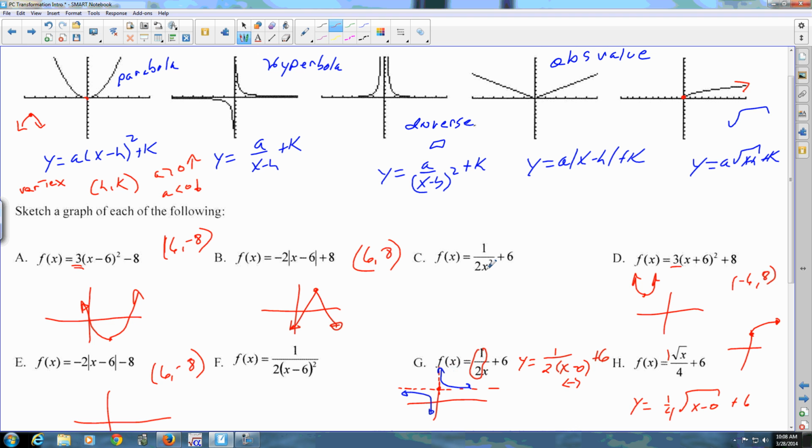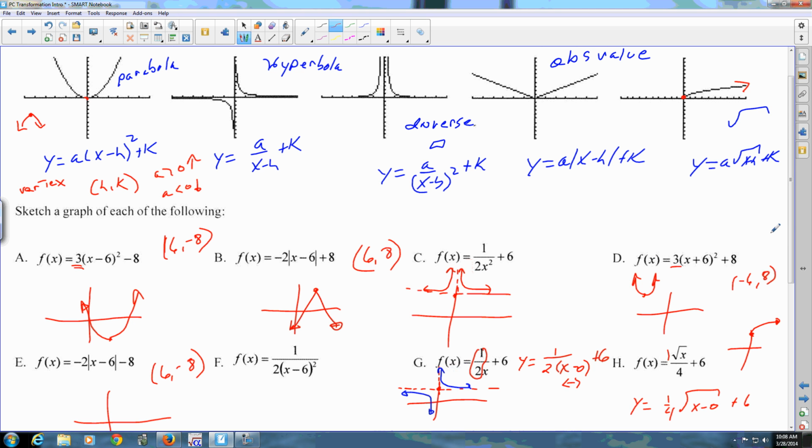This one hasn't been moved left or right, but it's been raised 6 units. So you have a horizontal asymptote here, vertical asymptote is there. A is positive, so it's sitting in the positive orientation. So it's here and here.